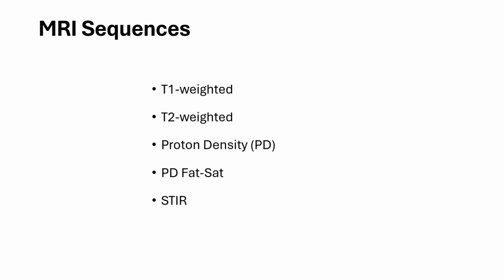MRI sequences used for the evaluation of the knee joint are T1 weighted, T2 weighted, proton density fat sat and STIR images. In T1 weighted, fat appears bright, in T2 fluid is bright. PD, that is proton density, is best for the evaluation of ligaments, and fat suppression is used to highlight edema. So PD fat sat or STIR is used for highlighting edema.